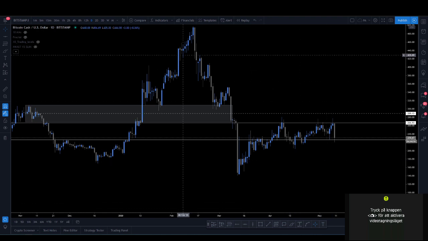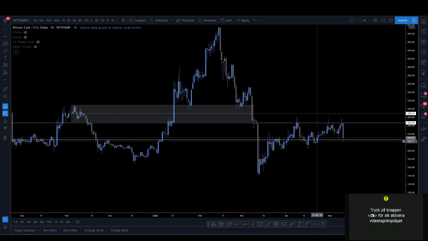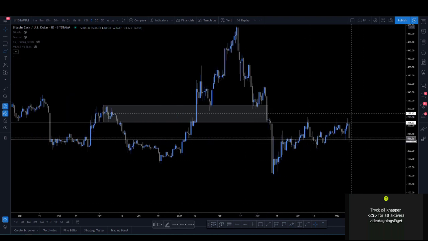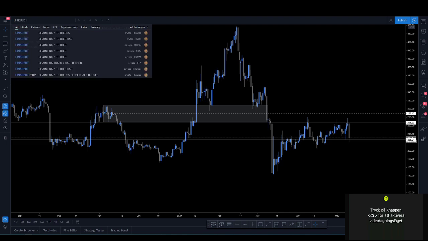Daily trend is not bearish, but obviously, if we lose this area, I'd be bearish on this one, and if we take out this area, I'd be bullish. Trade in this range, and I'd be just neutral, really. Link USDT. All right, let's take a look.